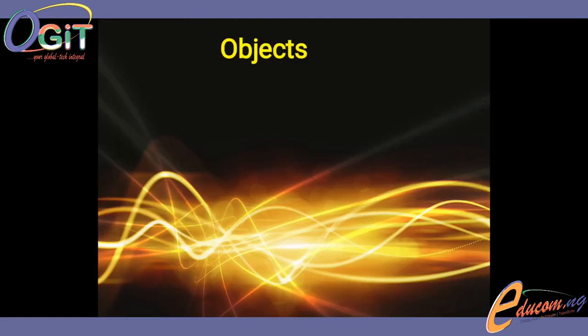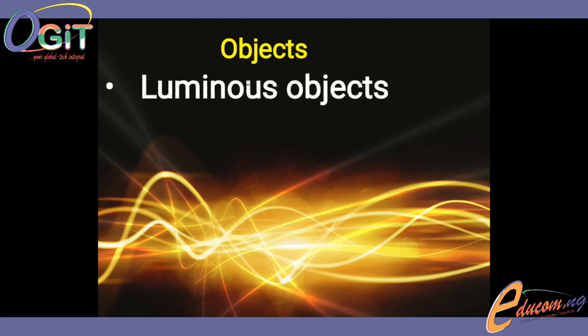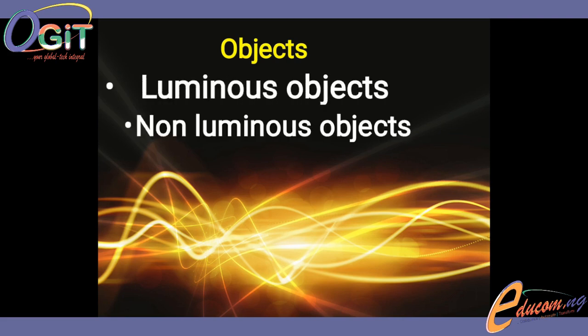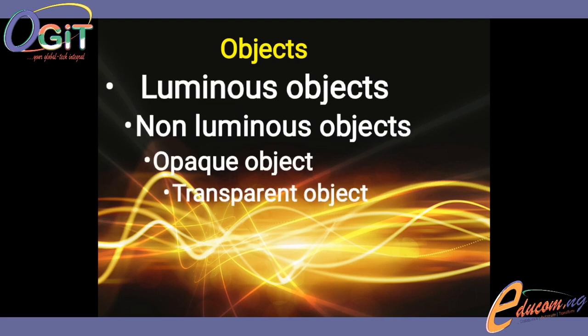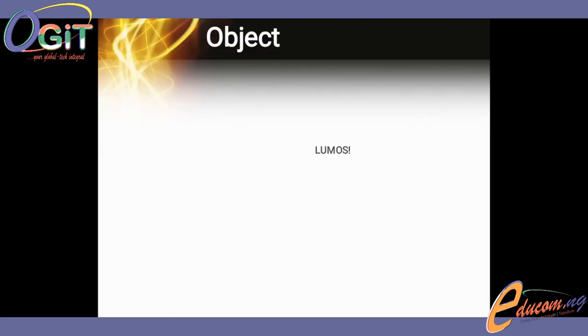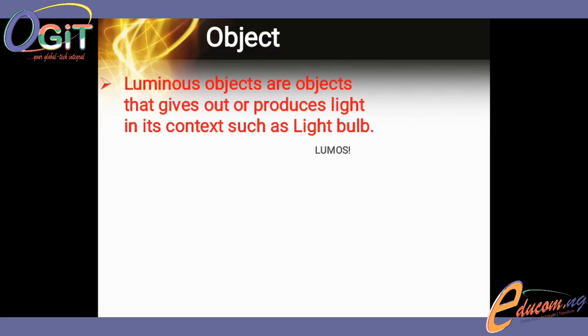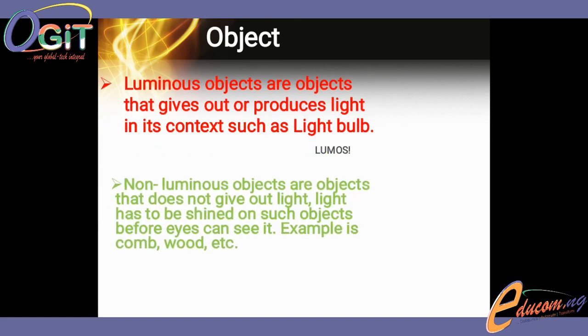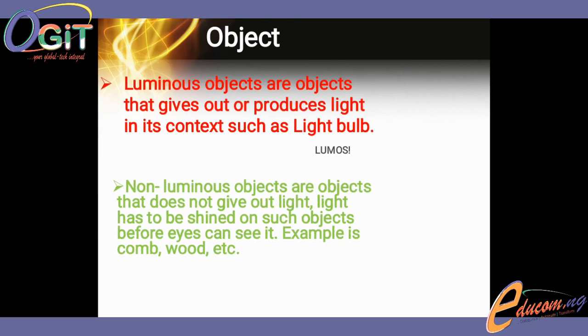Now, objects. Different objects about light. Number one, luminous objects. Number two, non-luminous objects. Opaque objects. Transparent and translucent objects. What do they mean? Luminous objects are objects that give out or produce light, such as a light bulb or the sun. Non-luminous objects are objects that do not give out light.